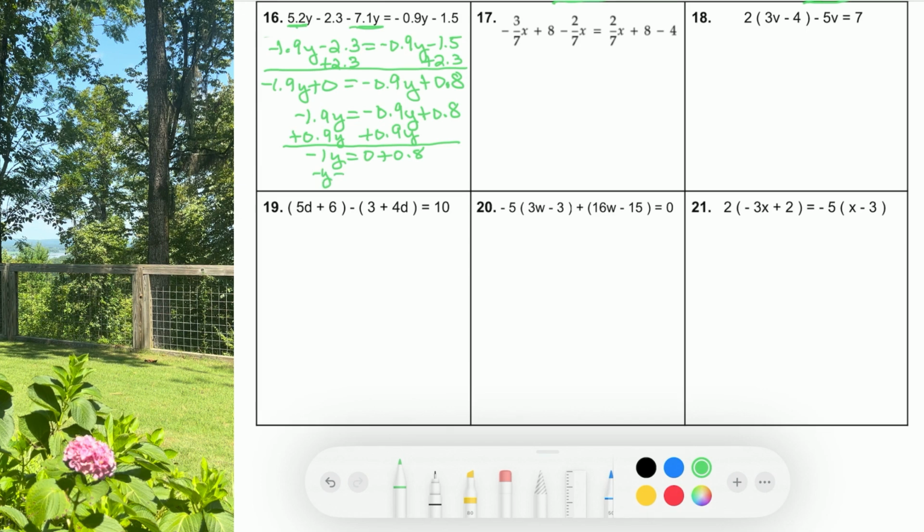Negative y equals 0.8. I can't leave that y negative, so I need to divide it by a negative 1 and divide the 0.8 by a negative 1. So my answer is actually y equals negative 0.8.